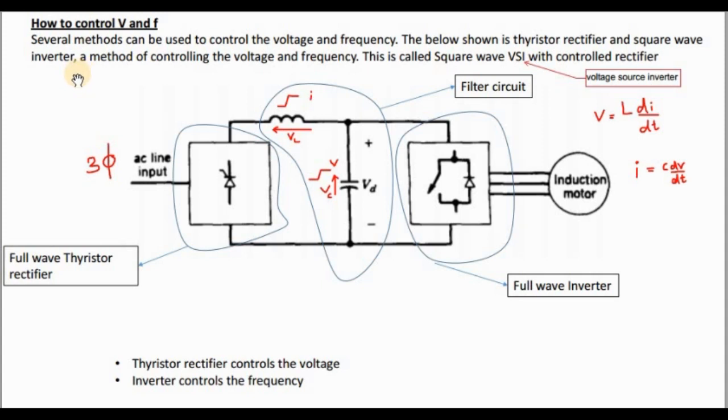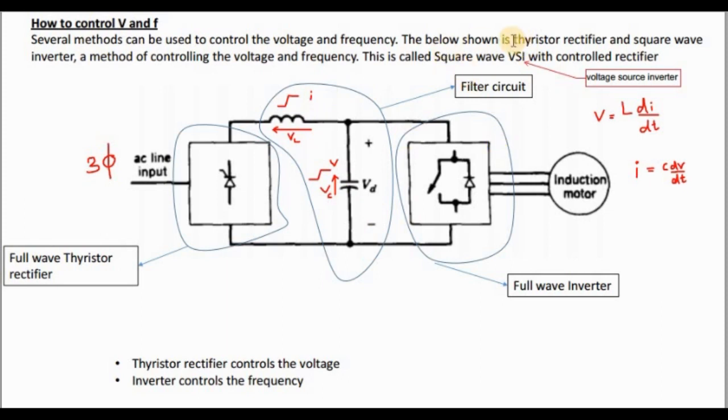Now we know that we have to control V and F to get the maximum torque at whatever the rotational speed. So now we will learn how to control V and F. There are several methods, right? So this is one method.